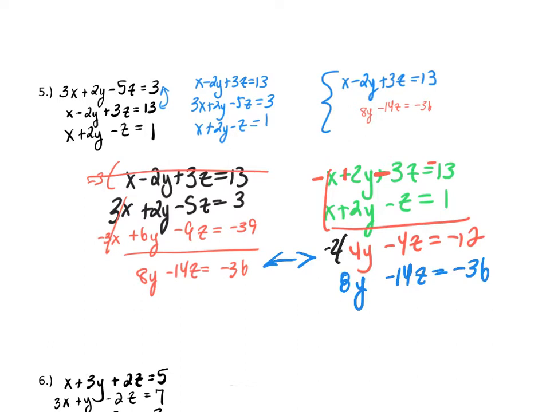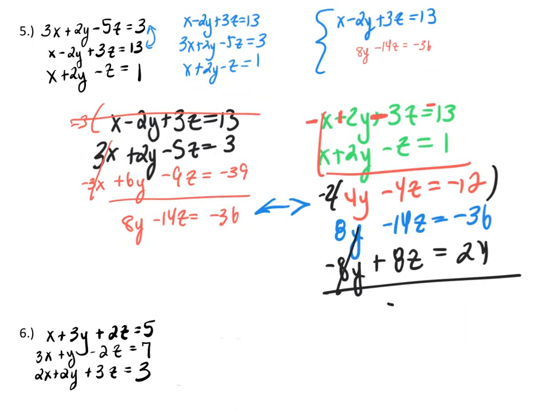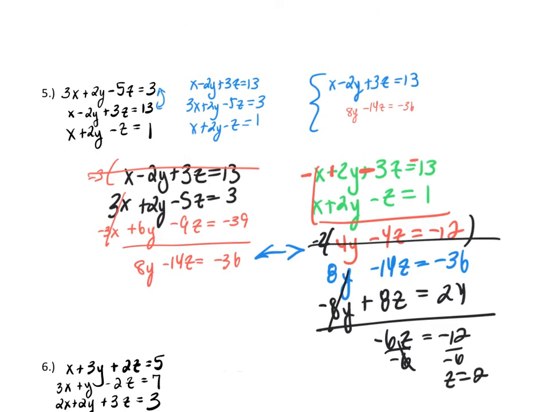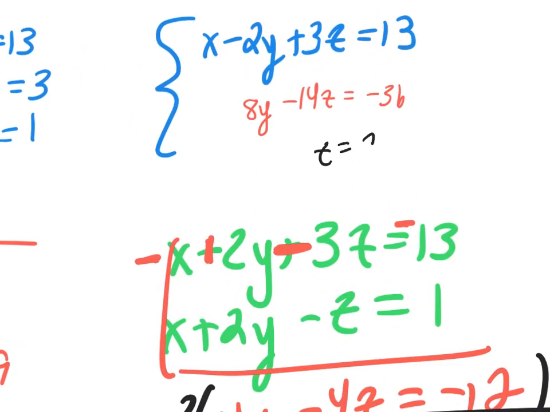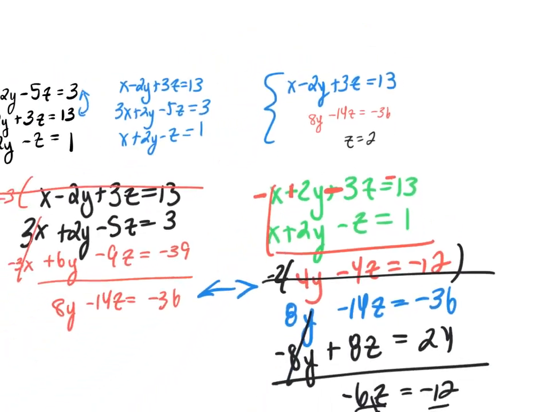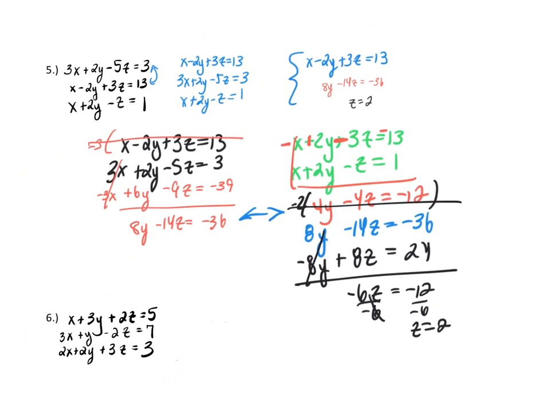So I'm going to do the top by negative 2, right? So negative 8y plus 8z equals 24. Okay, so I have negative 6z equals what? Negative 12. Divide both by negative 6. And z equals what? 2. Z equals 2. Now that we have z equals 2, plug it in.